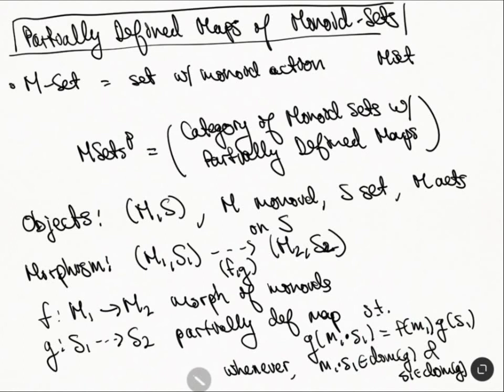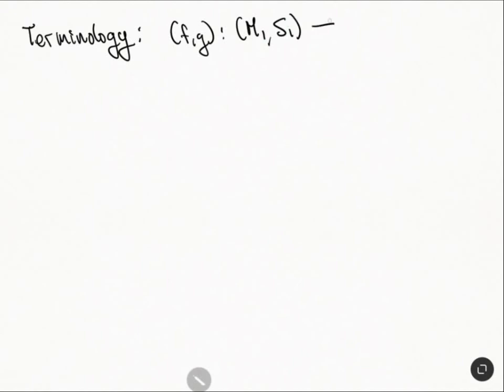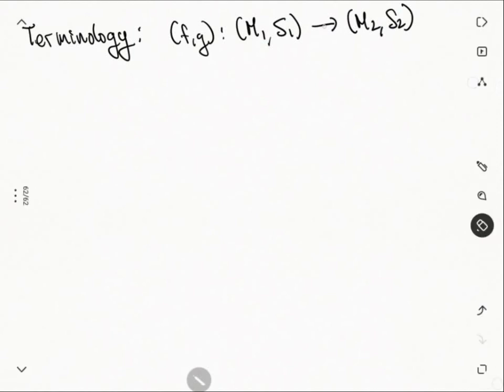Okay, that's the point. Let me just mention that a lot of the time when we do this, we say that (f, g), this partially defined map of monoid sets, is vacuously equivariant.